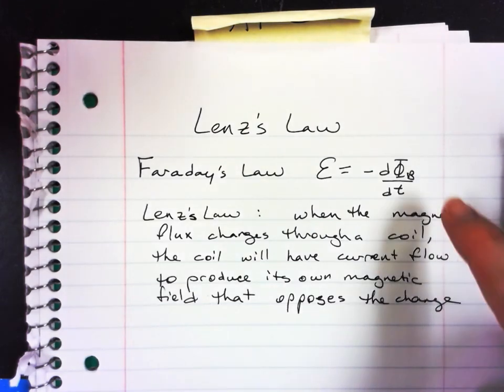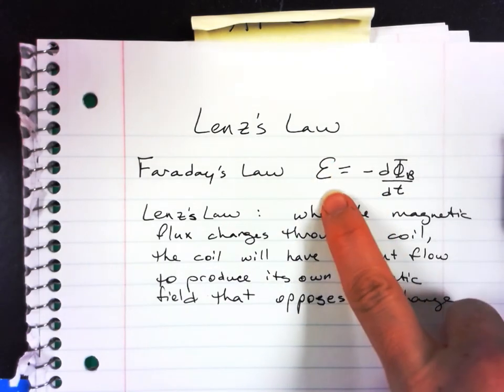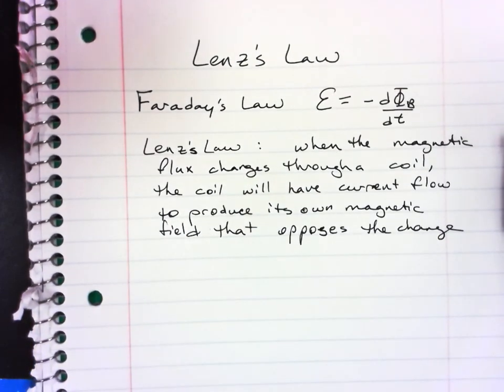So when you change the magnetic flux, the EMF produces a current that makes a magnetic field that is in the opposite direction of that change. Now it's opposite of the change. It's not opposite of the field. It's opposite the change. And we're going to do a series of examples. But before we do that, I want to remind you of the source right-hand rule.